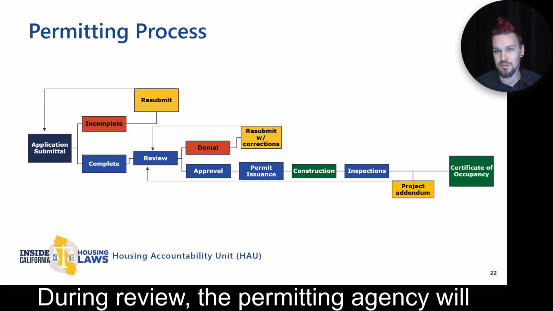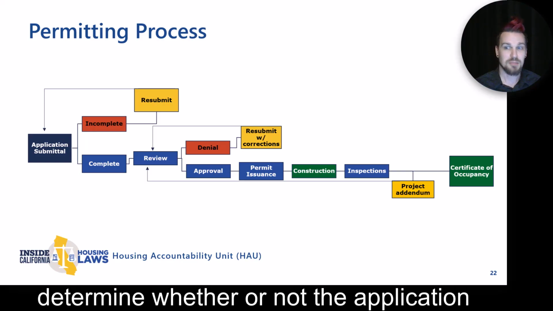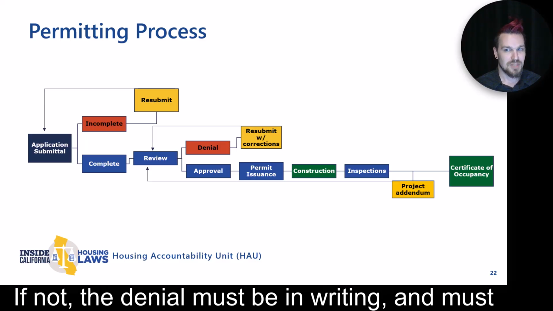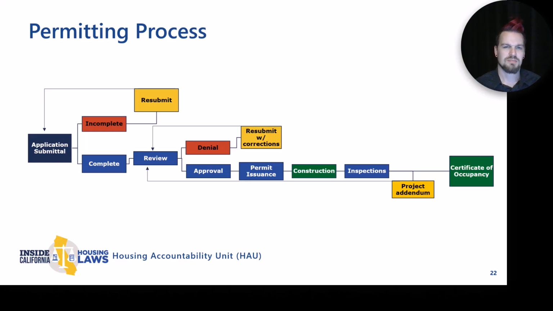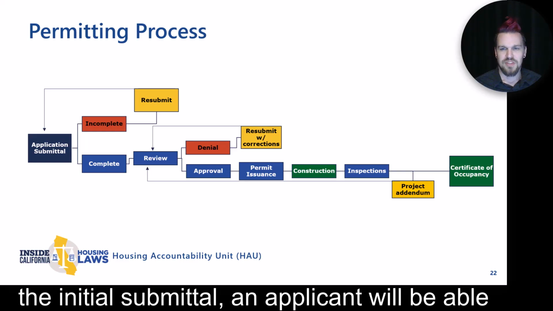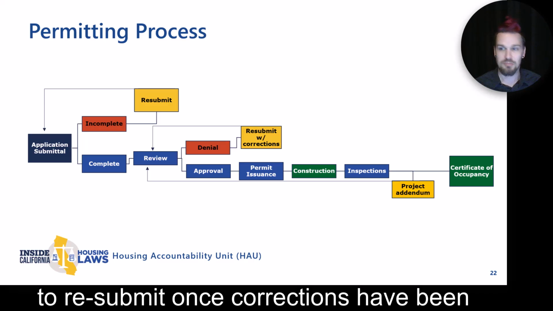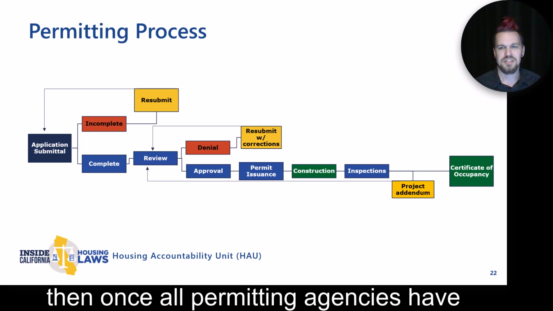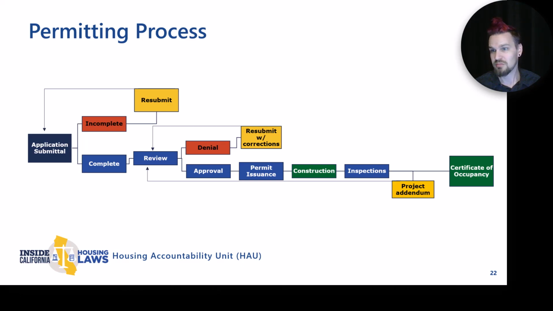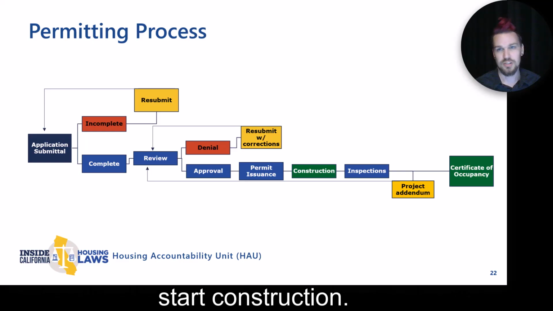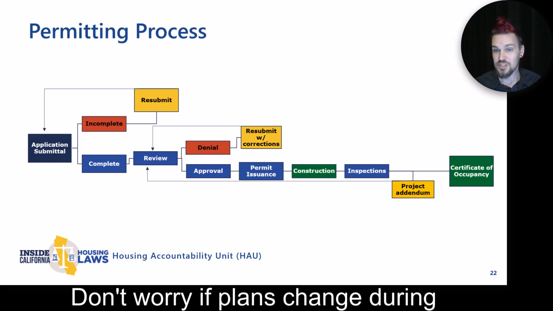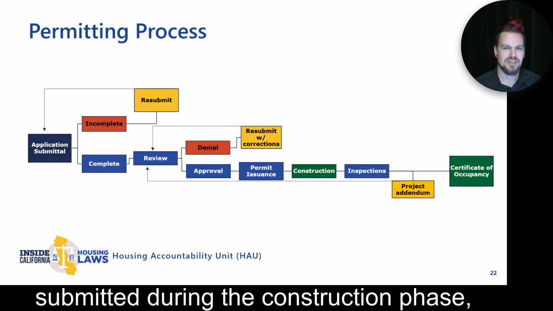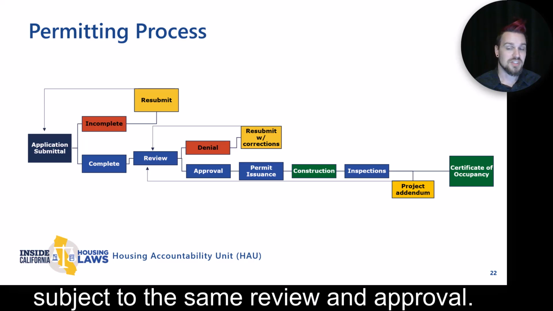Likewise, during review, the permitting agency will determine whether or not the application meets all of the requirements for permitting. If not, the denial must be in writing and must include a written list of all deficiencies. Like with the initial submittal, an applicant will be able to resubmit once corrections have been made. If the review is approved, then once all permitting agencies have approved the application, the permit can be issued. Once that happens, the applicant is free to start construction. Don't worry if plans change during construction and inspections. Plan addendums and amendments can be submitted during the construction phase, subject to the same review and approval.